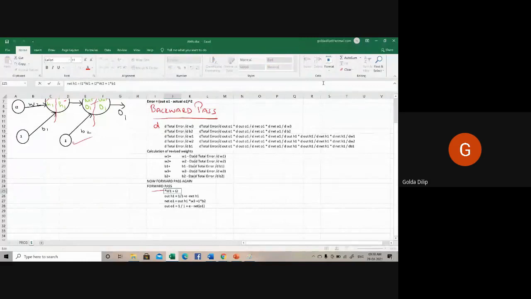So W1, I will put it as W1 plus. W2, I'll put it as W2 plus. Bias also, B1 plus. Then out H1, here it is net H1, net O1. So W3 plus and the bias B2 plus. Right, fine. So now I have revised.